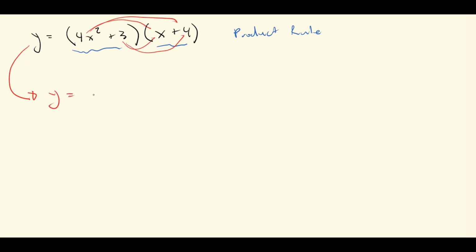So y is equal to 4x to the third plus 16x squared plus 3x plus 12. So after rewriting this function y, we could take the derivative without using the product rule. We'll just use the power rule.